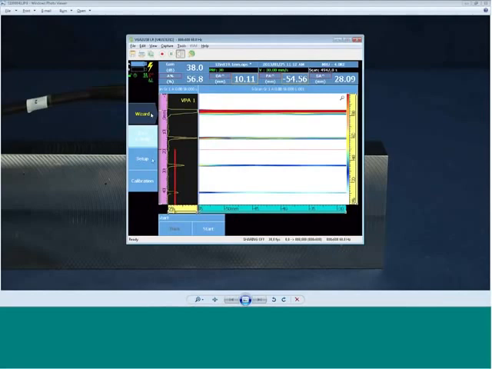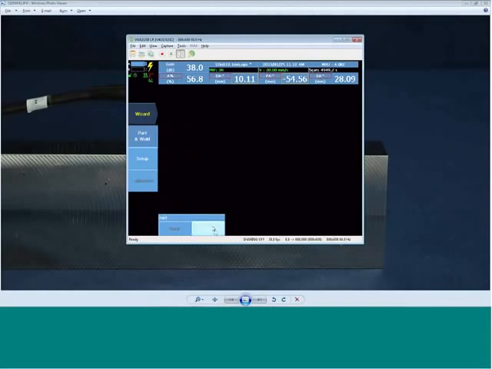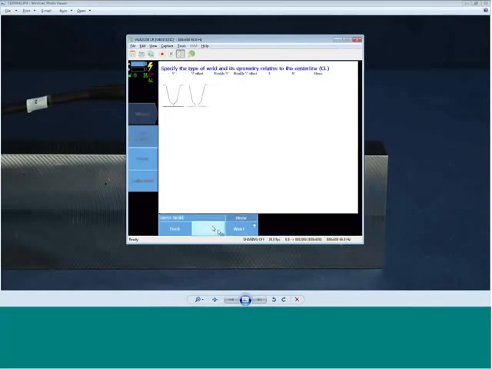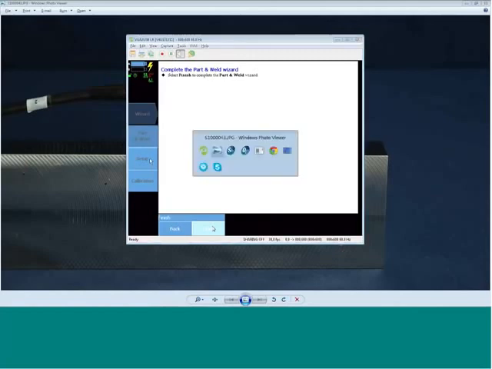It's an onboard calculator that will allow us to walk through this several steps at a time, asking us for the component information, the weld information, and then continuing on to the setup of the probe, wedge, and beam formation. Coming back to our presentation.